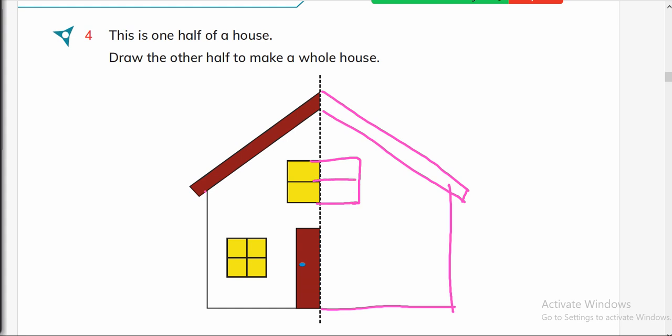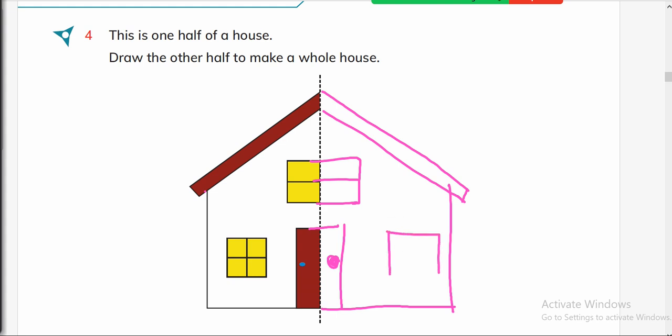So what are we doing? We are drawing the other half of the picture. Okay. So there is a doorknob. If we have to draw exactly the same, we will put a doorknob here as well, and it will look funny because usually there is only one doorknob on the door. But to make a fine distribution, to make exactly the same, we will draw it.